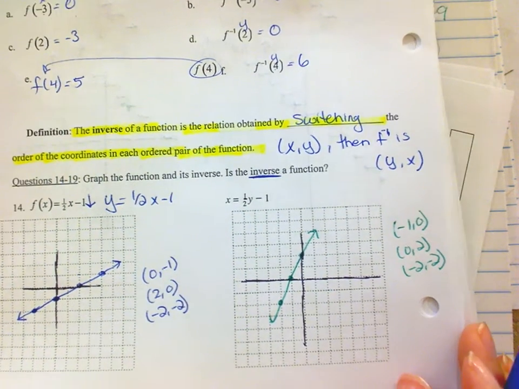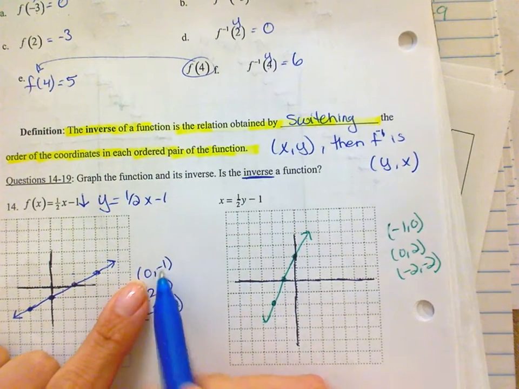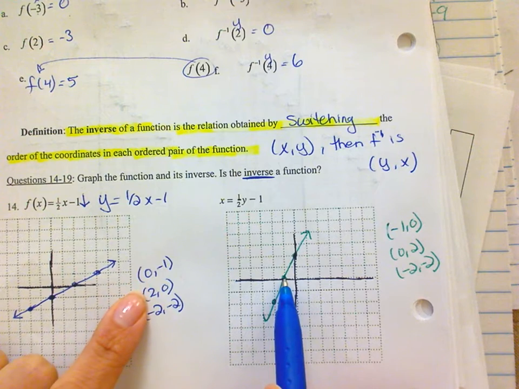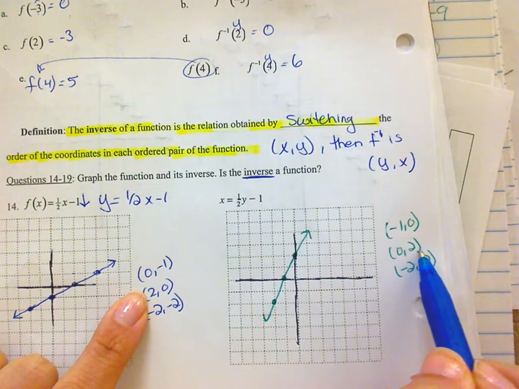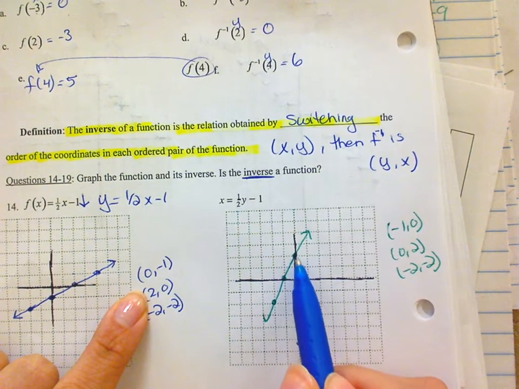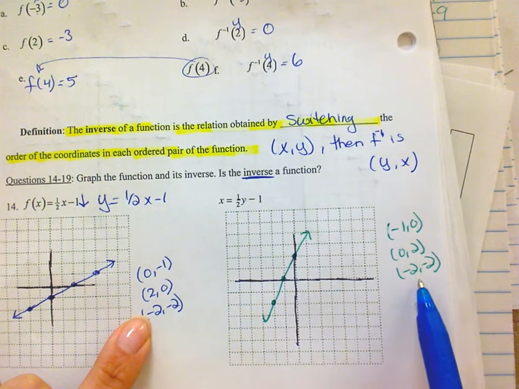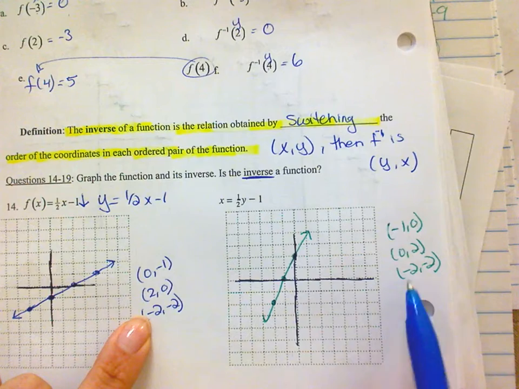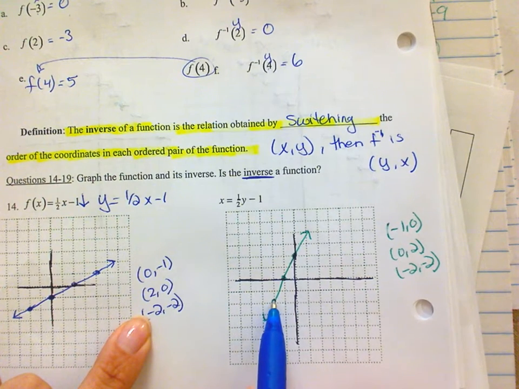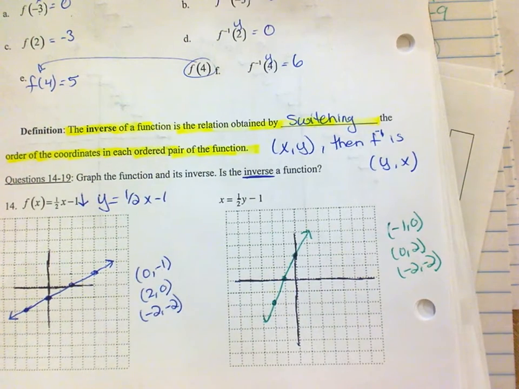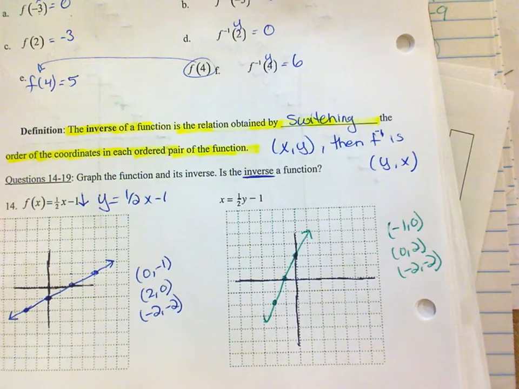So all we did then was we switched the order. 0, negative 1 became negative 1, 0. And we plotted that here. 2, 0 became 0, 2, which means over none, up 2. Plotted that. Negative 2, negative 2, even if you switch them, it's negative 2, negative 2, right there. So this function and this function are inverses. That's all you got to do.